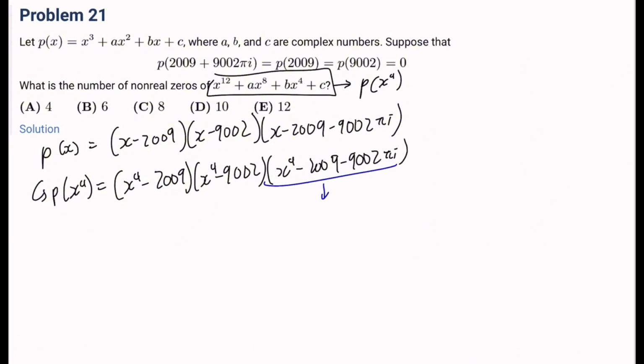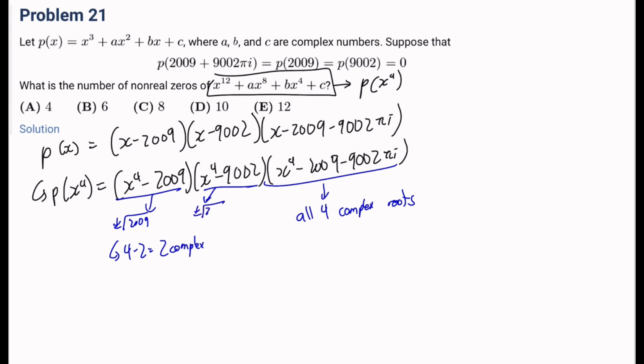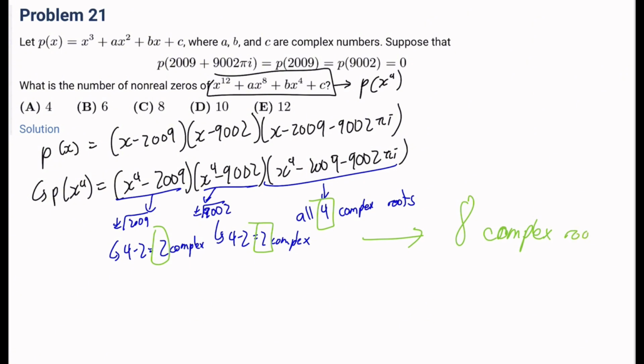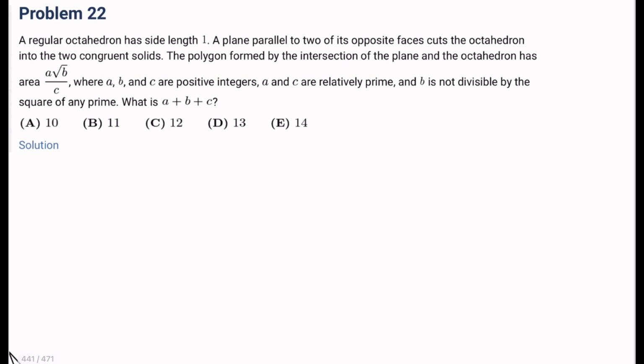Here, the roots, all four roots will be complex roots, and here we have real roots plus or minus root 2009, right? And so discarding those two, that will be 4 minus 2 equals 2 complex roots, right? And since this also has plus or minus root 9002, in the same way, it would have 4 minus 2 equals 2 complex roots, right? So we have 4 complex roots from the third factor and 2 and 2. So that gives us a total of 8 complex roots. Right? So that's the answer. It's C.